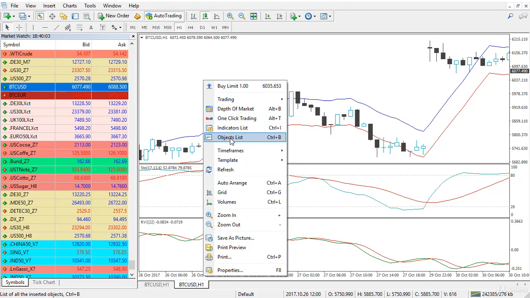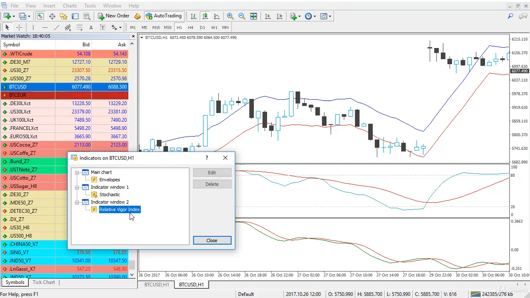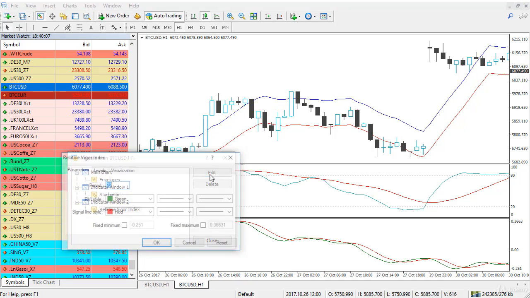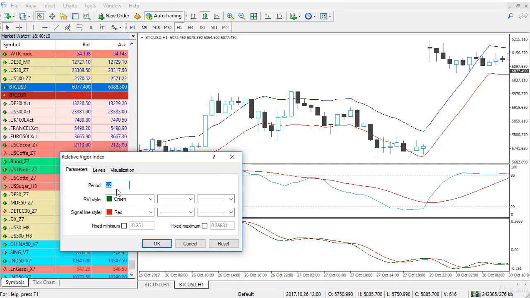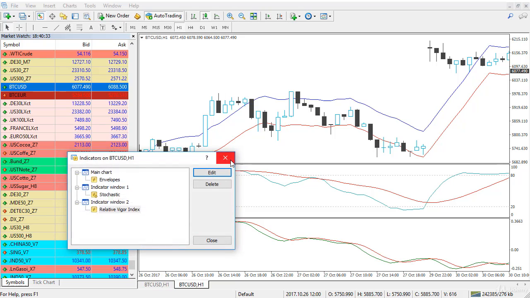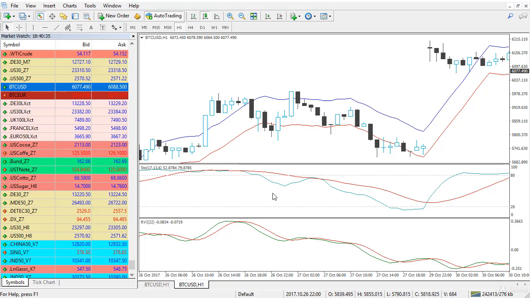As you can see in the indicators list, if I go to relative vigor index and go to edit, I'm using a period of 22. And again, this is not just some period that I picked from somewhere. It is a very well back-tested period with EA Studio that showed me that the strategy is profitable by using 22 and not 10 or any other period.